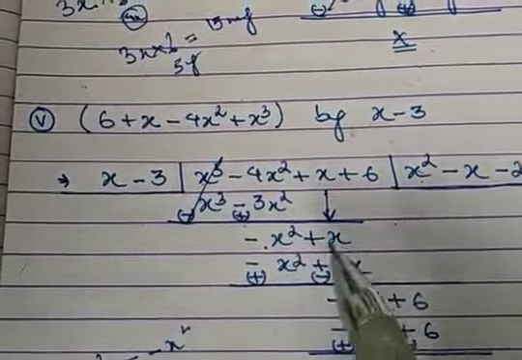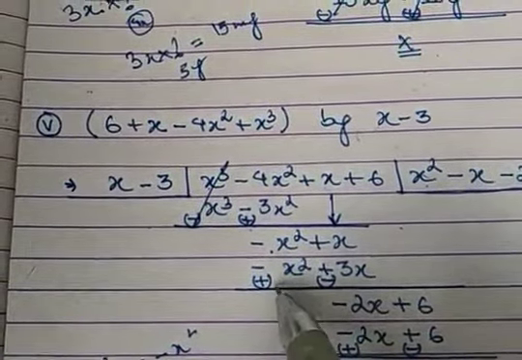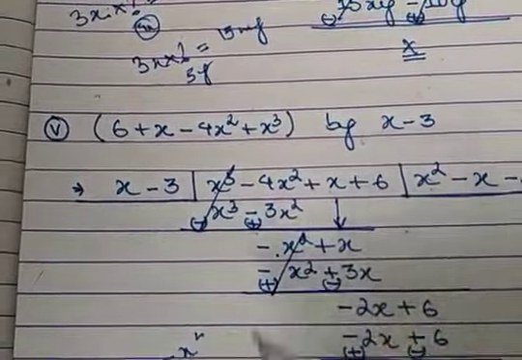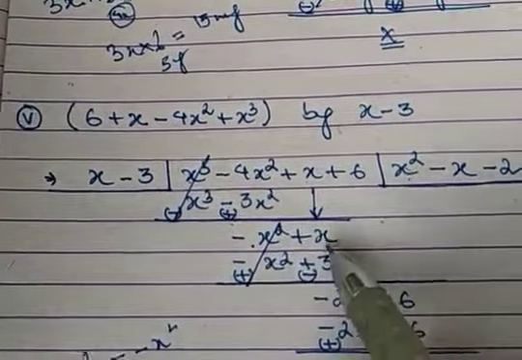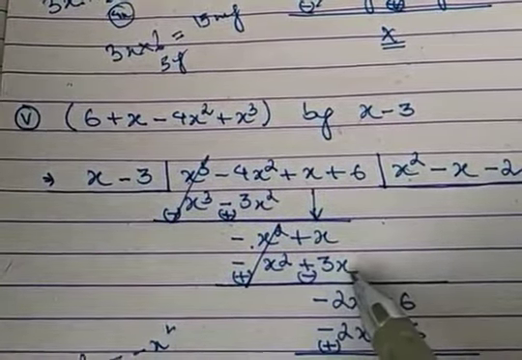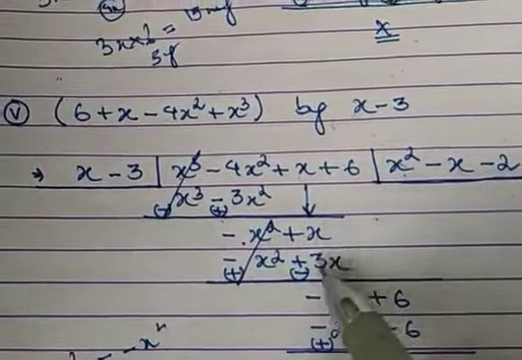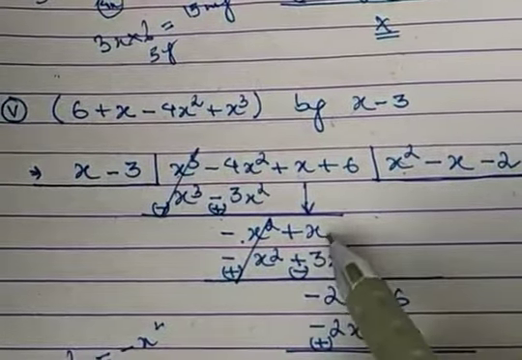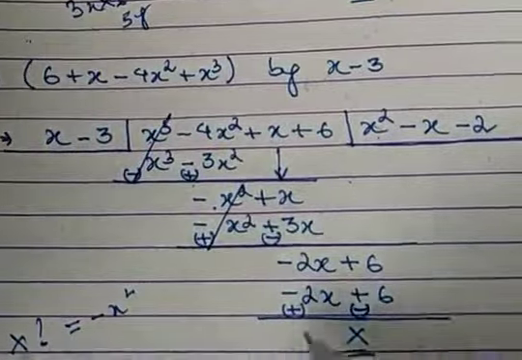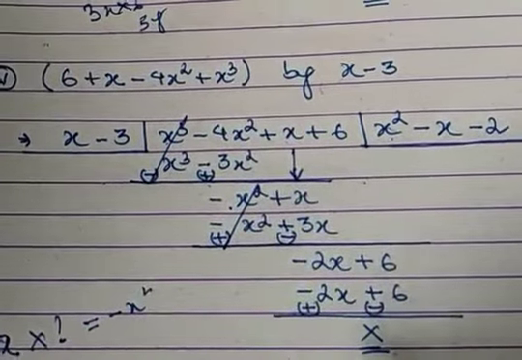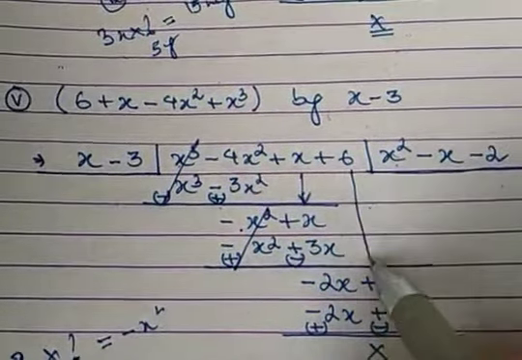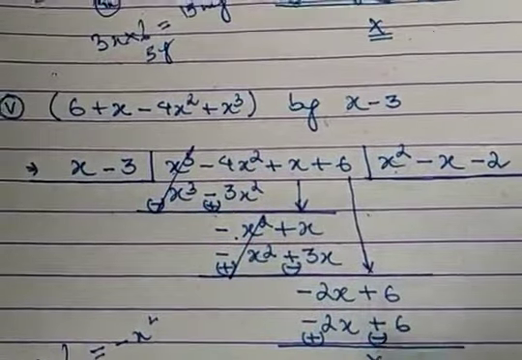Now again signs changed, new sign plus, same terms, opposite signs, cancelled, simple. 3x now, its sign changed to minus. So like terms, opposite sign, subtract, the sign of greater number follows. It is minus 2x. And then the last term dropped in here, minus 2x plus 6.